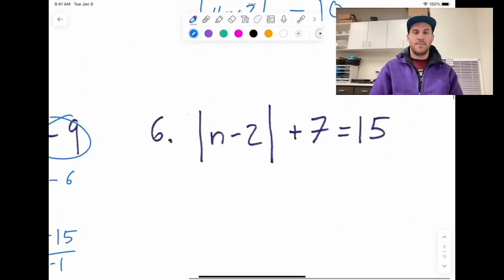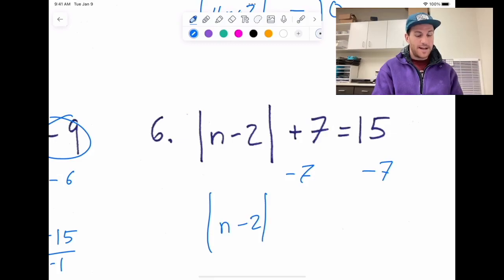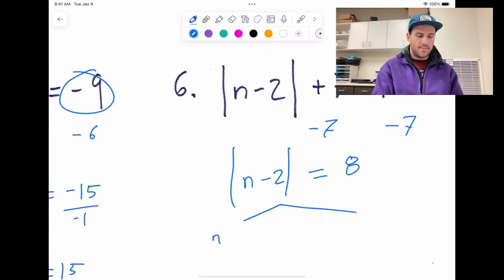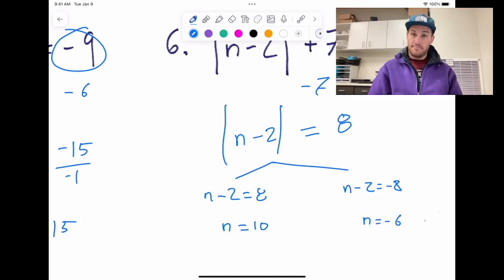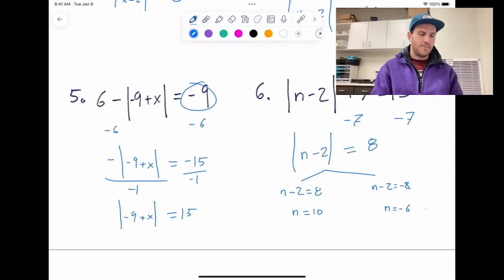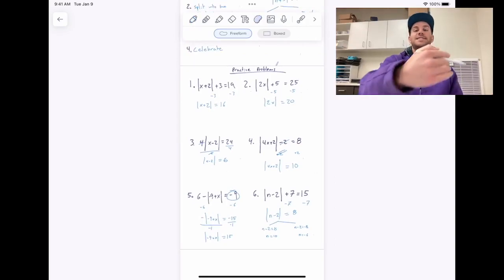Let's look at this one, okay? Now, if you said subtract 7 from both sides first, great work. The absolute value of n minus 2 should be equal to 8. Then you would split it into 2 equations. n minus 2 equals 8, and n minus 2 equals negative 8. Add 2 to both sides, you'll get n is equal to 10, and n is equal to negative 6. I just solved that one the whole way because why not? It's fun. I do want y'all solving these the entire way.